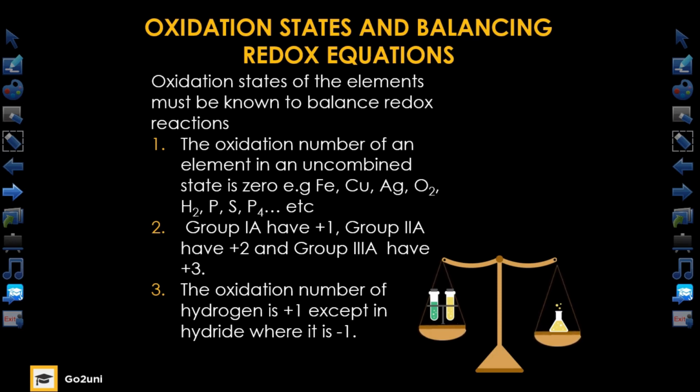The oxidation number of hydrogen generally is +1, except when it is in the hydride compound, like sodium hydride, potassium hydride, calcium hydride, like that. So when it is in its hydride state, it has an oxidation number of -1. That is for hydrogen. But apart from hydride states, the oxidation number of hydrogen is always +1.